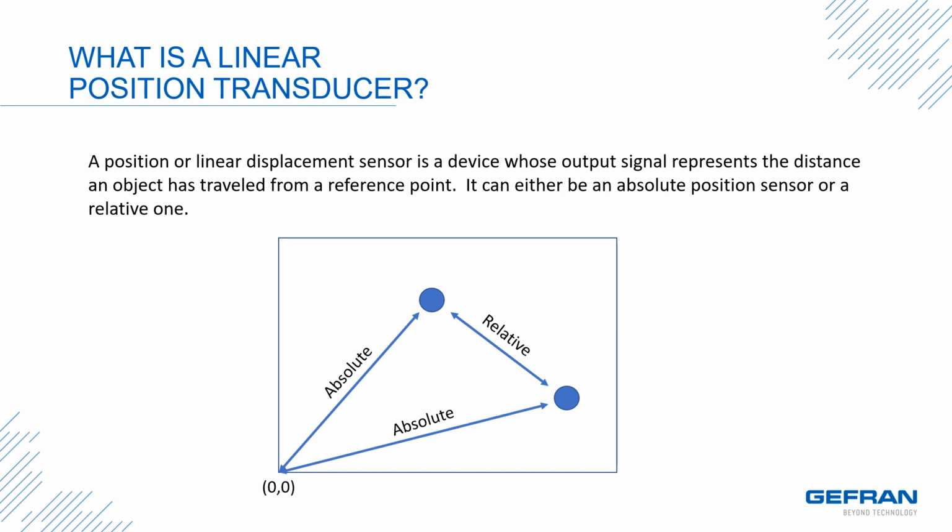First, let's talk about what a linear position transducer is. A position or linear displacement sensor is a device whose output signal represents the distance an object has traveled from a reference point. It can either be an absolute sensor or a relative one. In the diagram below, the two blue dots each have an absolute distance measurement from a point that is defined as absolute zero. They also have a relative measurement between them. The dots could either be stationary or moving.